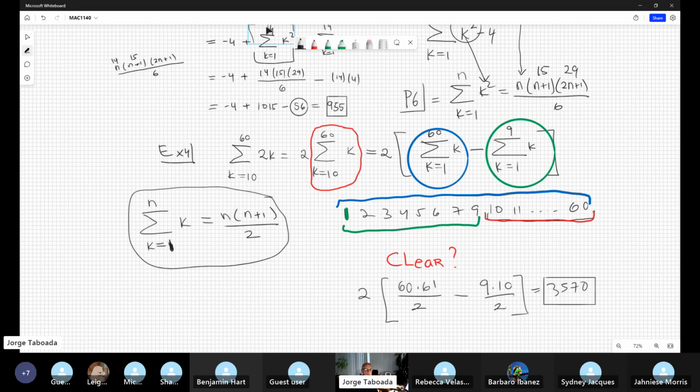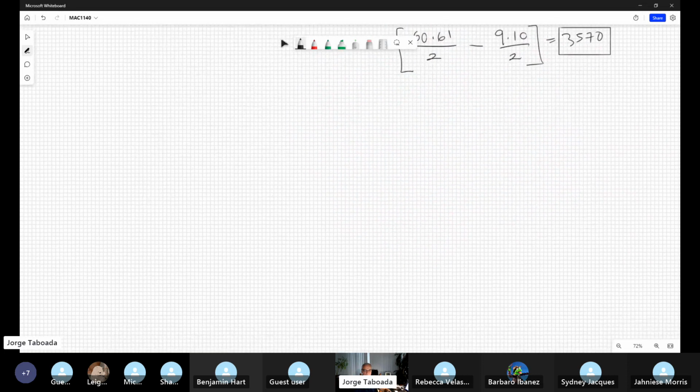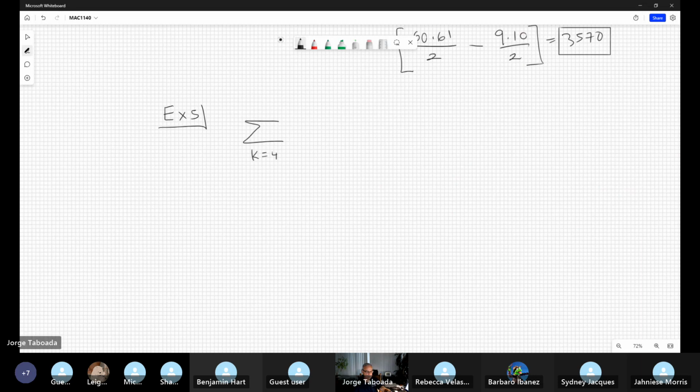Let's practice two more complicated examples. Example 5 is compute the summation from K equals 4 to 24 of K cubed. Okay, so no constant, no problem. K cubed. Let me recall the formula. Okay, the last property, number 7: summation from K equals 1 to M of K cubed is equal to M squared times (M plus 1) squared over 4.